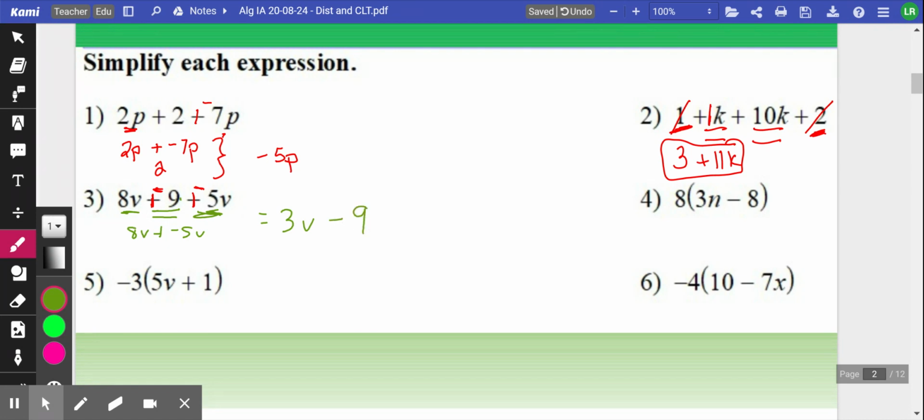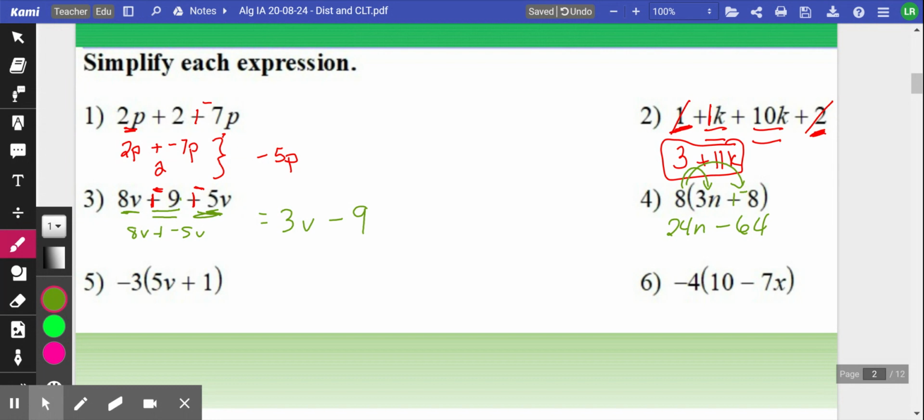Okay. Number 4, we need to distribute. Okay, there's nothing between the 8 and the parentheses, so that's multiply. So I have 8 times 3n, that's 24n. And we have 8 times negative 8. Okay, that is a negative 8. If you don't believe me, go plus a negative. 8 times negative 8 is negative 64.